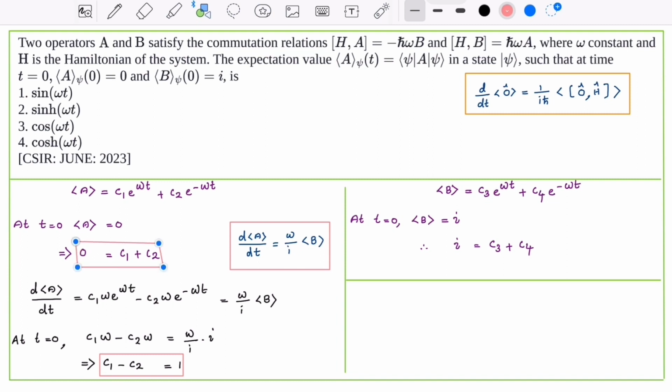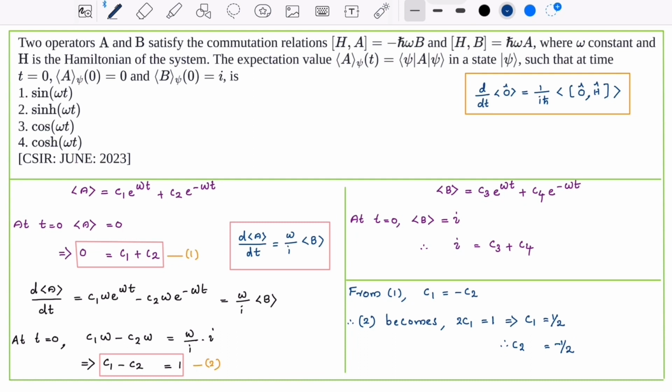Now let us give the proper equation numbers: the first equation as equation number 1 and the second equation as equation number 2. From equation number 1, we have C1 is equal to minus C2. Now substitute the value of C1 in equation number 2. We will get 2C1 is equal to 1, or C1 is equal to 1/2. When C1 is equal to 1/2, we have C2 is equal to minus 1/2.